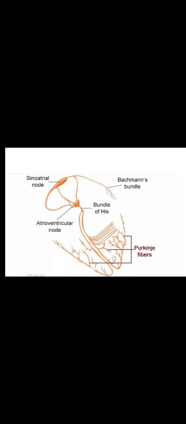Let us see the bundle of His in detail. The bundle of His is also called the atrioventricular bundle. It is a branch of fibers that extend from the atrioventricular node. This fiber bundle receives the electrical signal from the AV node and carries it to the Purkinje fibers. The bundle of His runs down the length of the interventricular septum.